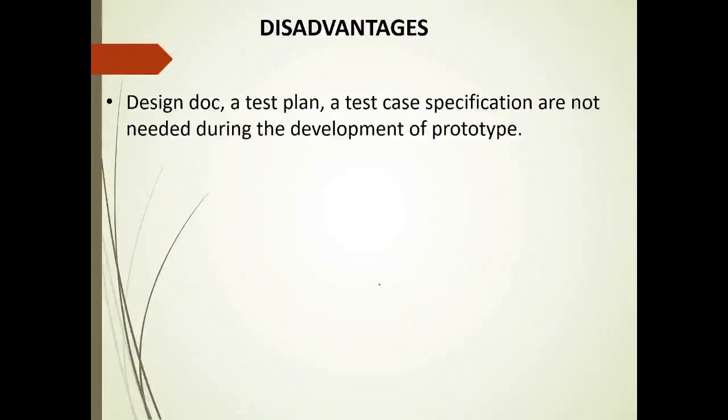Next, disadvantages. Design document, test plan, and test case specification are not needed during the development of prototypes. So when you want to develop such a prototype, you don't need any planning or test specifications, and you're not following a formal process. It is all an informal process at the beginning. Once you fix the requirements, then you are going to follow the formal process of developing the software. So this is all about following an informal process to develop a demo prototype.